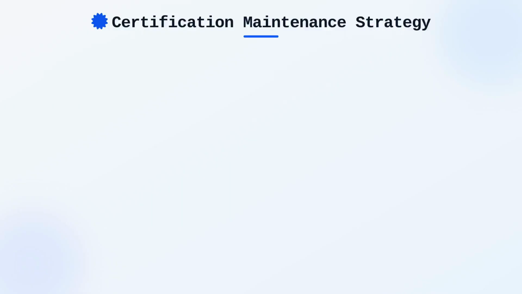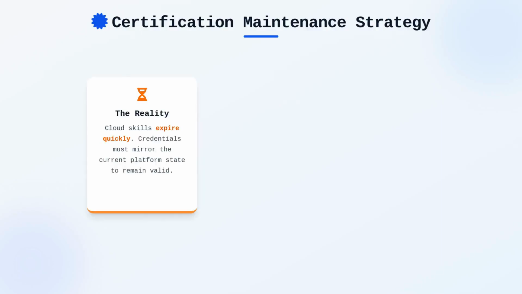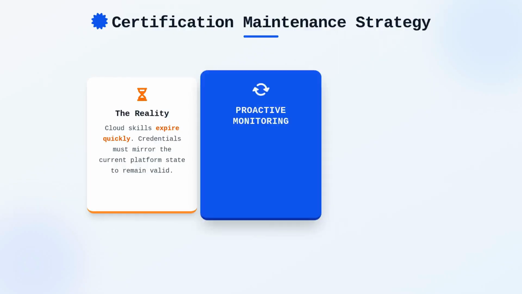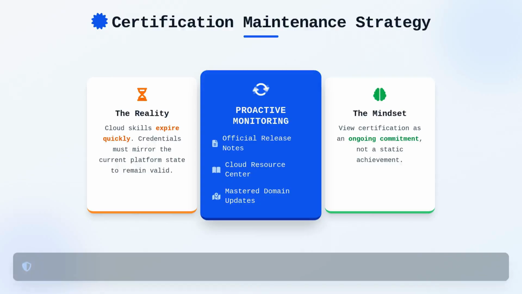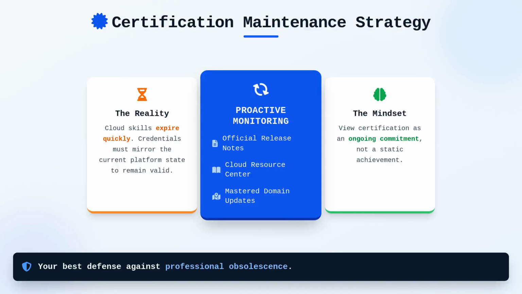Finally, consider the certification maintenance strategy after you have successfully passed the exam. The industry standard recognizes that cloud skills expire quickly, and Genesys maintains a rigorous renewal cadence to ensure that professional credentials mirror the current platform state. You should proactively monitor the official release notes and the Genesys Cloud Resource Center to track updates that might impact the domains you have mastered, viewing the certification not as a static achievement, but as an ongoing commitment to the platform's lifecycle, which serves as your best defense against professional obsolescence.